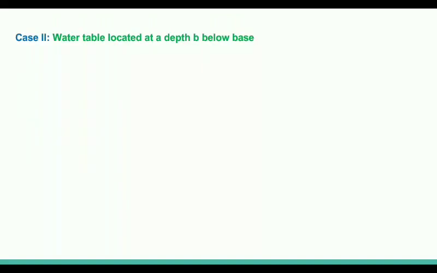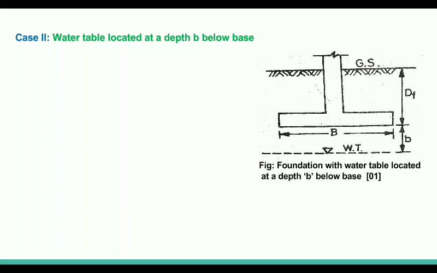Second condition, when the water table is located at a depth b below the base. In deriving the formula for the ultimate bearing capacity in Terzaghi theory, we assumed that the water table is at a very great depth. So here b is very small as compared to that great depth, not infinity, just some small value. In this figure you can see the water table is at a distance b from the base of the footing. Depth of foundation dF is given.